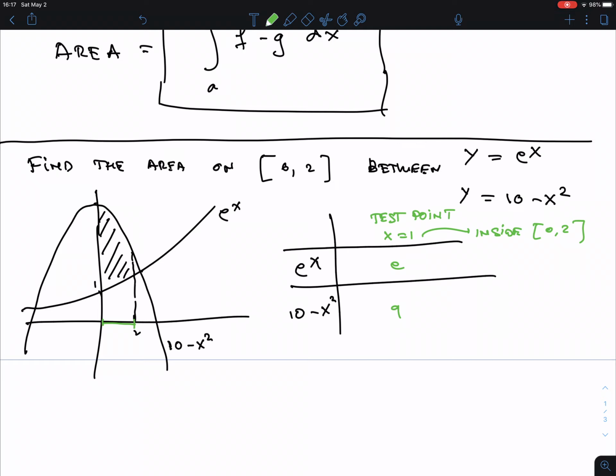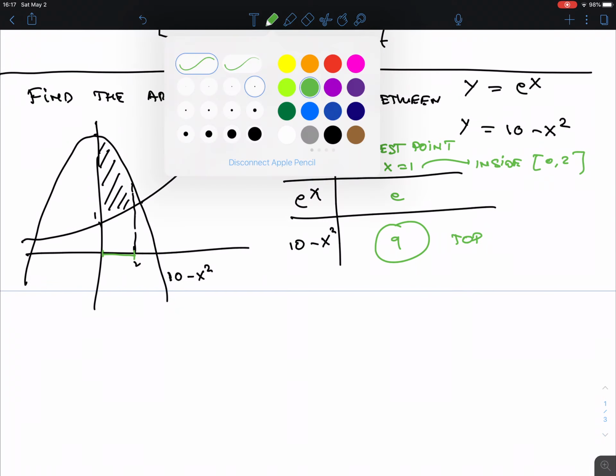And now, what's the top one? It's the one that has the highest value. This 9 is clearly bigger than e, right? e is 2 point something. So this is the top one, and without really needing a picture, we see already what it is. So now we can write down the formula correctly.